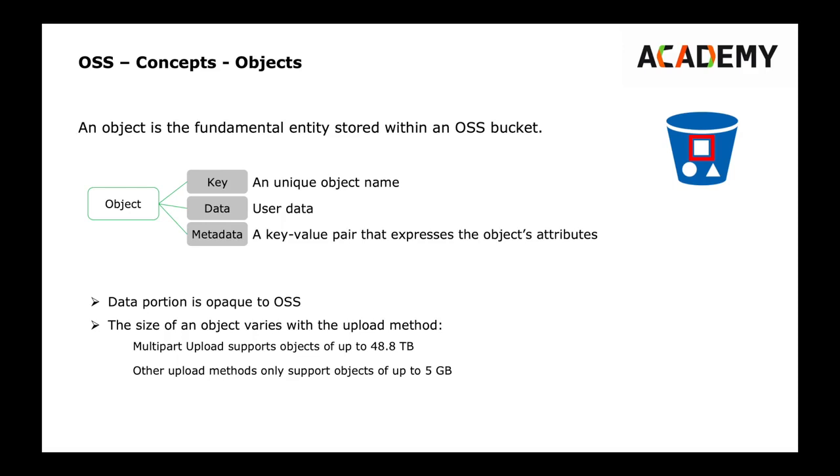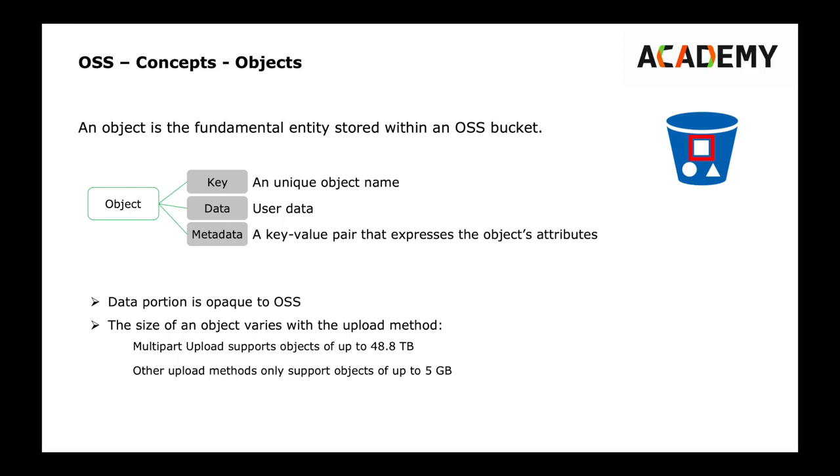The data is the file content for your object, and then the metadata is a set of key value pairs that expresses the object's attributes. So this could be things like a checksum, the size of the object, the last time it was modified, etc. The data portion is opaque to OSS and is not manipulated by the OSS service except to store it onto disk and retrieve it when you request it.